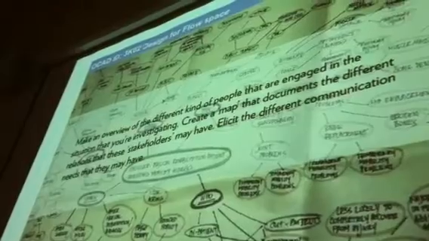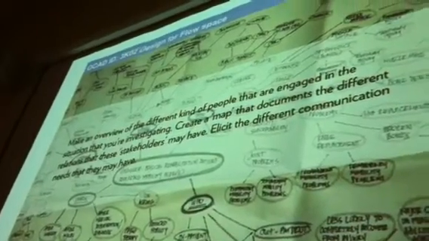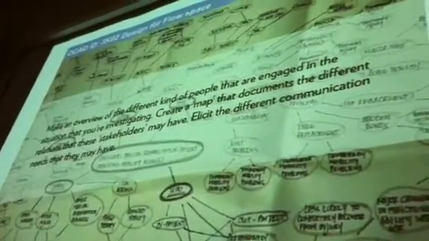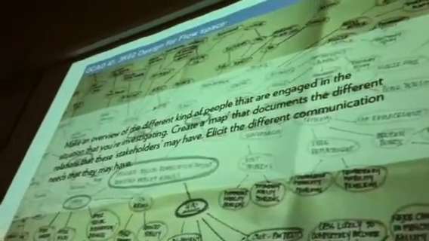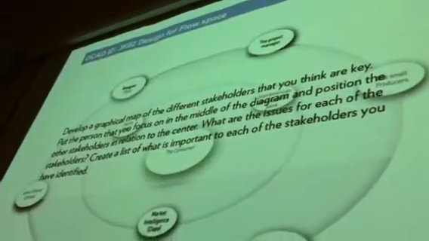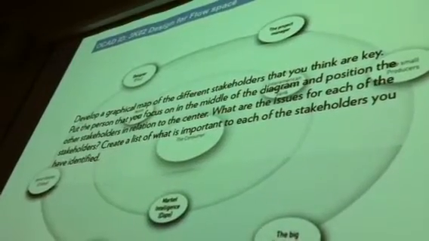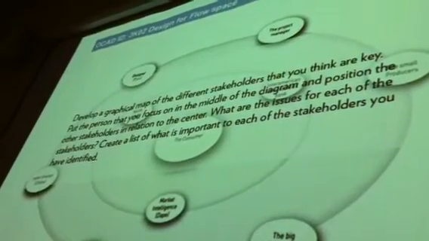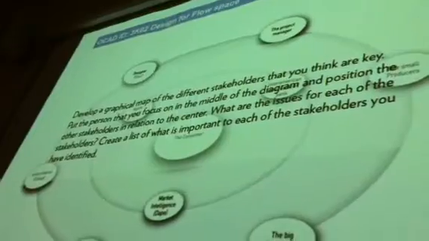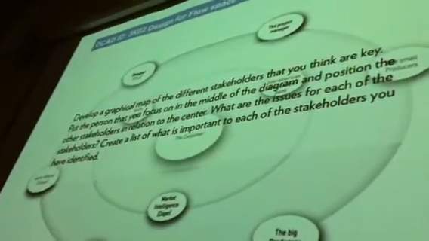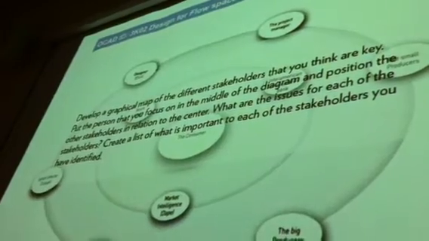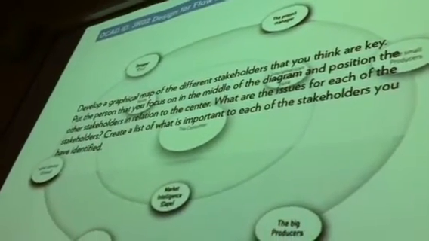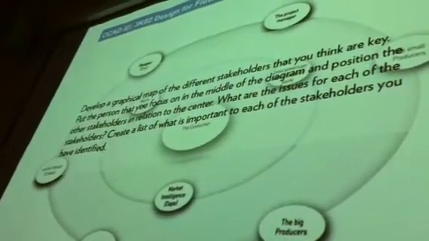So, pretty simple. What are their needs? And different stakeholders, depending on who they are, will have a variety of different needs. You can make a graphical map of the different stakeholders that you think are key. Put the person that you want to focus on in the middle of the diagram, and position the other stakeholders in relation to the center. The ones that are closer are more important. The ones that are farther away have less to do with your project.